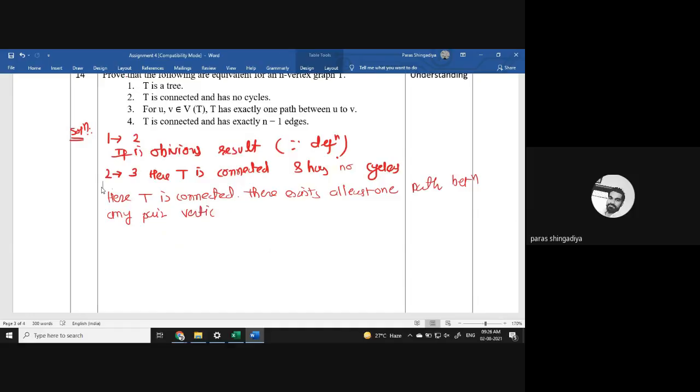Okay, that is the definition of a connected graph. There exists at least one path. एक path तो exist होगा ही, ठीक है? So that is the definition of a connected graph. And now let us suppose there are two distinct paths between U and V.